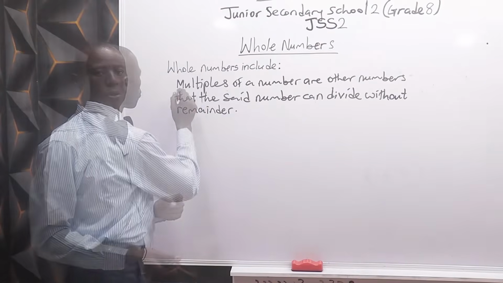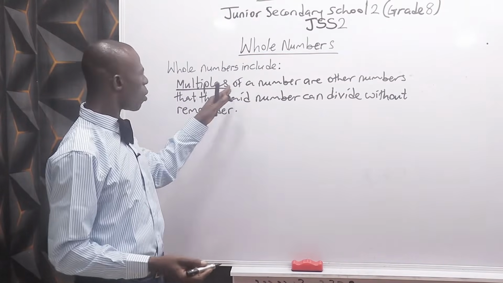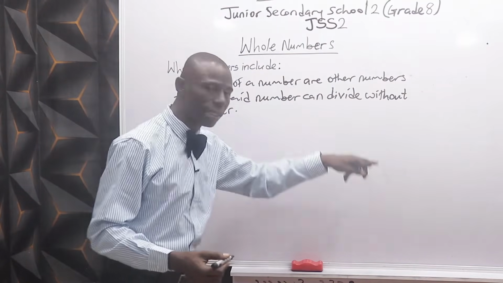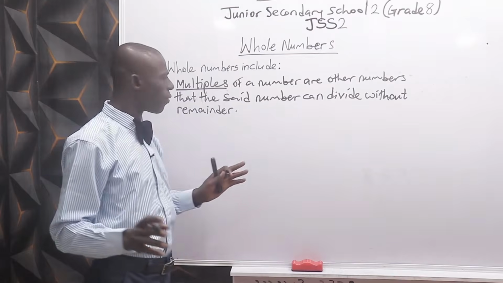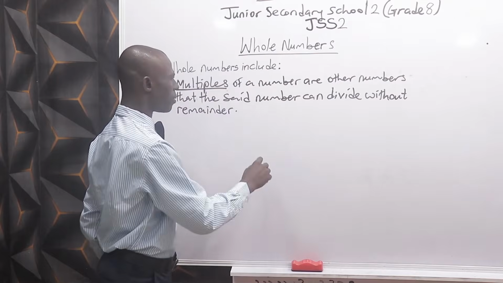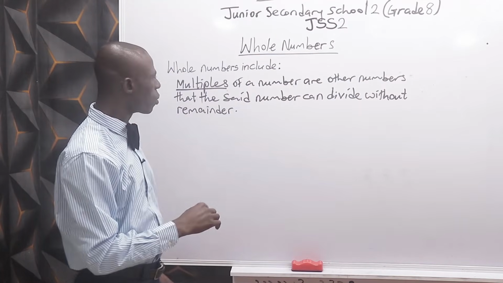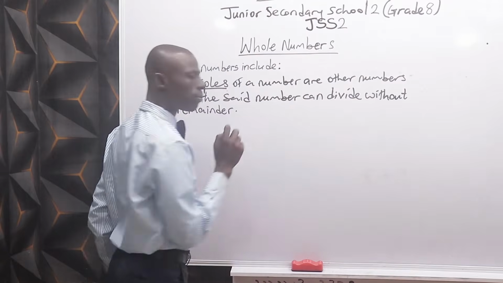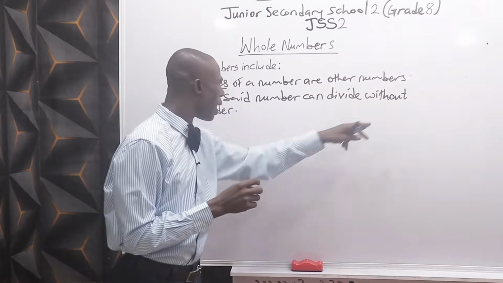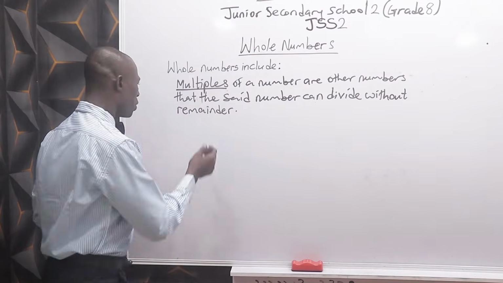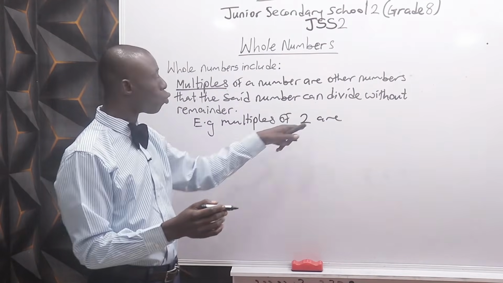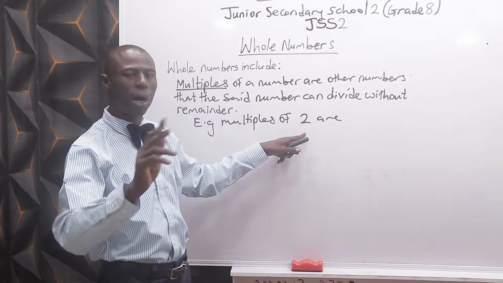Let's come to multiples. When we say multiples, what do we mean? Multiples of a number are other numbers that the said number can divide without remainder. Take for instance, let's put a particular number there to be the said number. Let's put 5 and let's see how it goes. Multiples of 5 are other numbers that 5 can divide without remainder. Do you understand? E.g., multiples of 2 are the numbers that 2 can divide without any remainder.